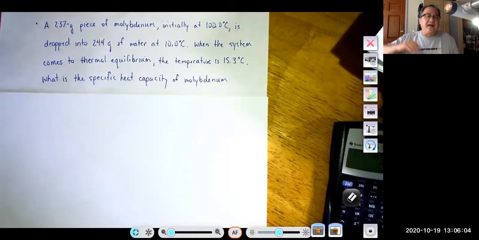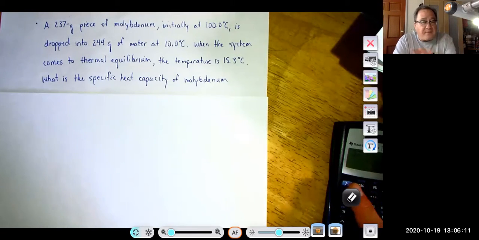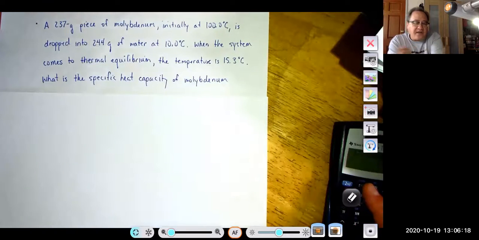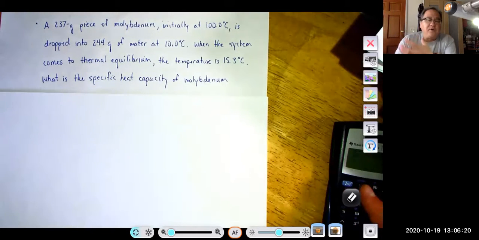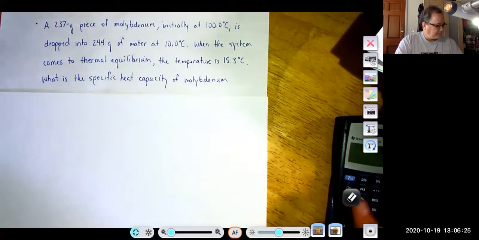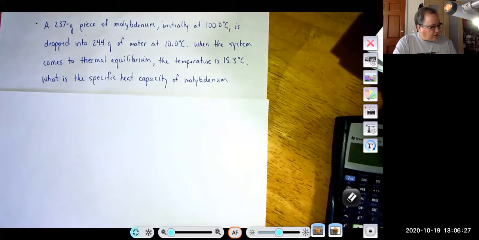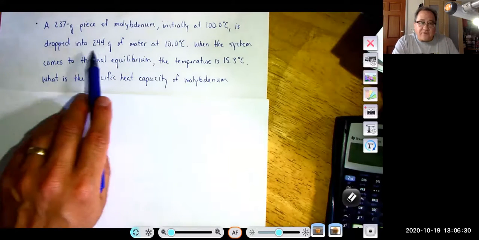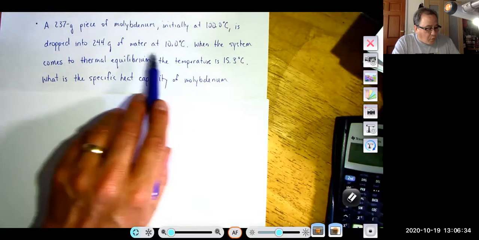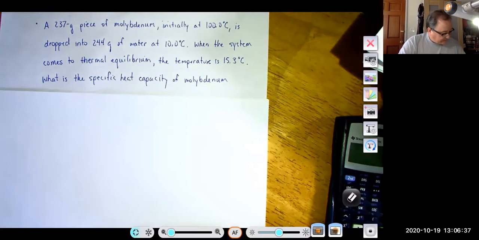Will the molybdenum get hotter than 100 degrees Celsius? And the answer is it shouldn't. It could, though, if it's in contact with the pot right above the flame. Okay? So you want to put the molybdenum off to the edge of the pot, away from the flame, where it will reach equilibrium with the water temp. Okay, so you drop it into 244 grams of water at 10 degrees Celsius. So they're talking about the water starting at 10 degrees Celsius.